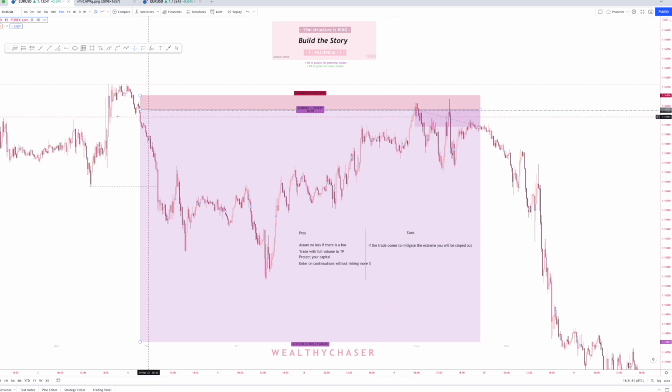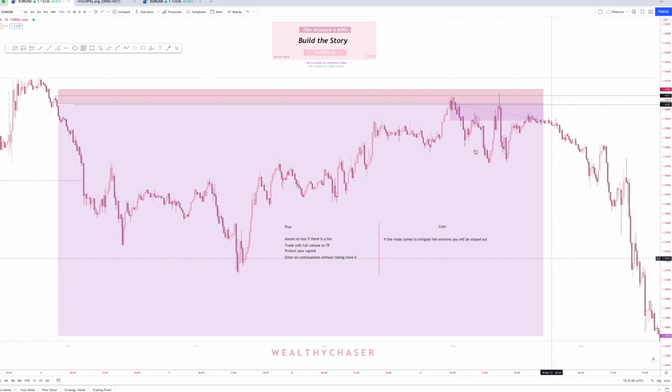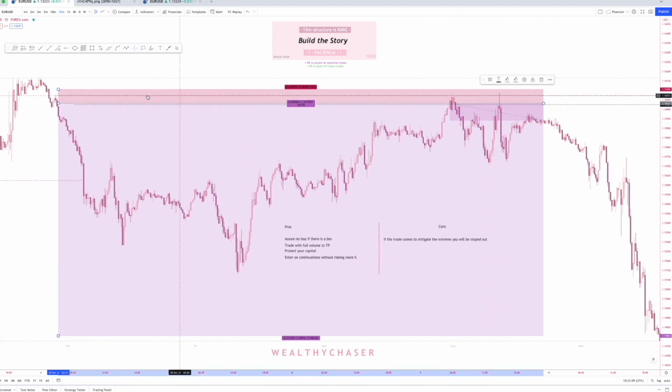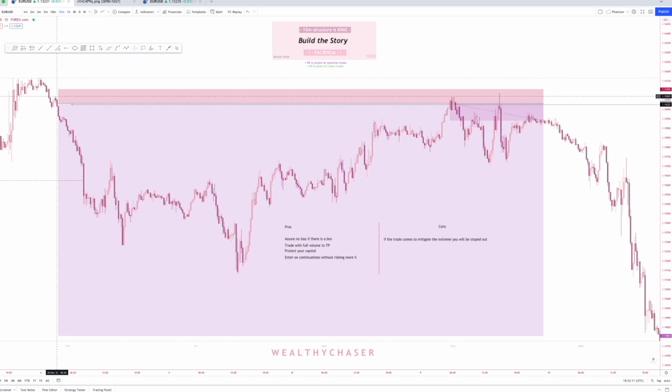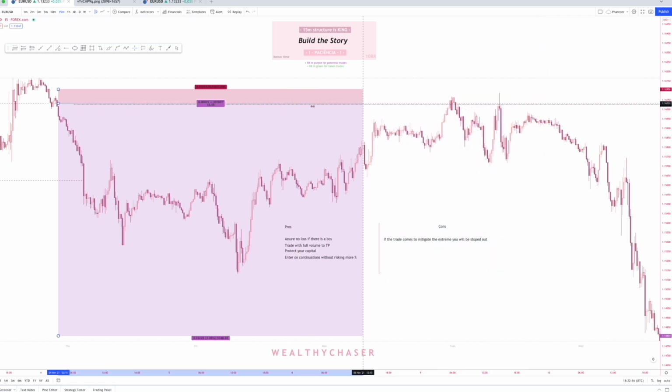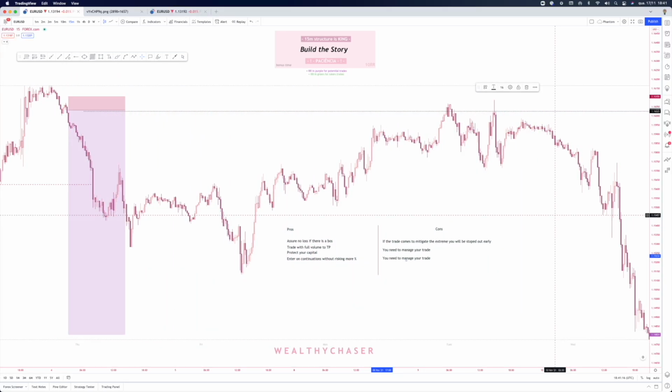So if price just mitigates this and then continues dropping, because it may happen sometimes, price comes to mitigate the extreme again, filling all this void of liquidity in the middle, and then it continues melting. And what happens is we get stopped out too soon before the trade hits our take profit, and then we see the trade going in the direction that we were expecting, and we bank no money. Yep. The other con will also be that you have to manage your trade. So you'll have a price alert, and then you have to manage your trade and change your stop loss.